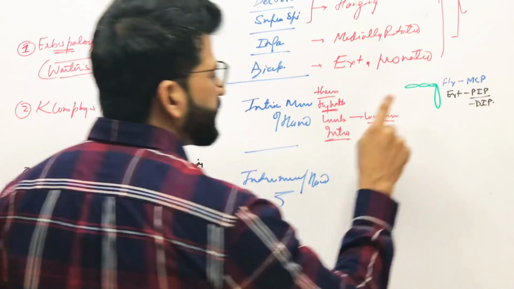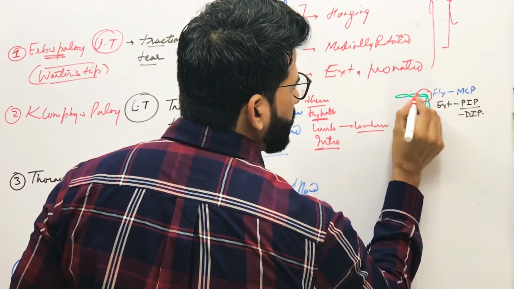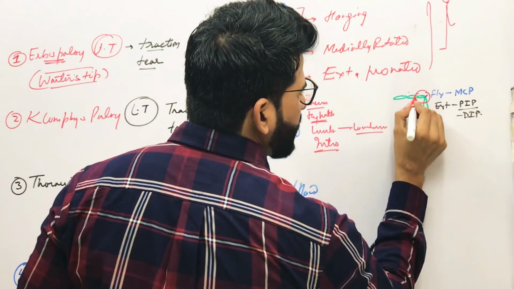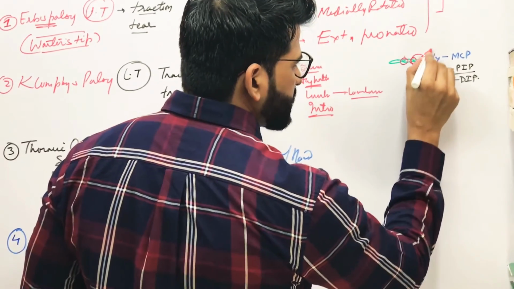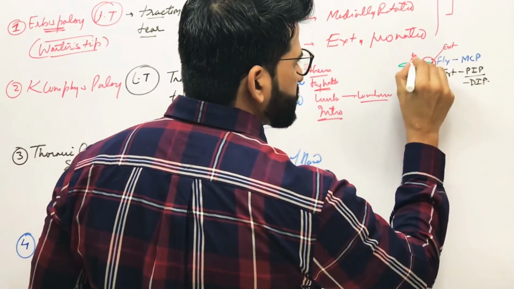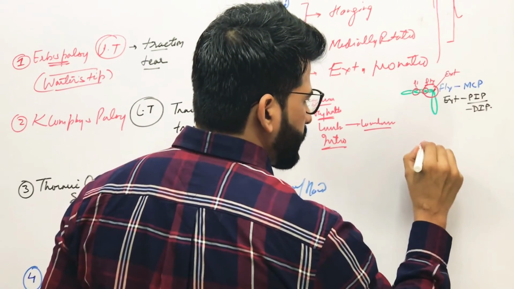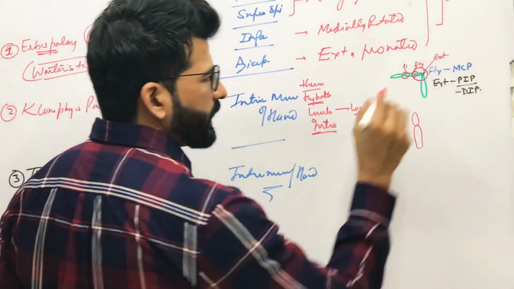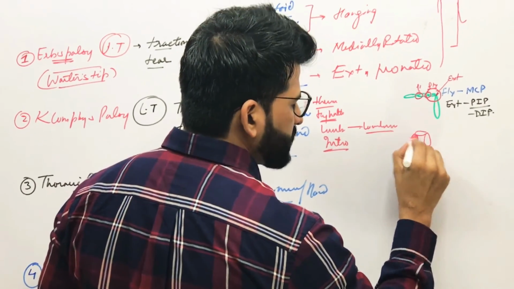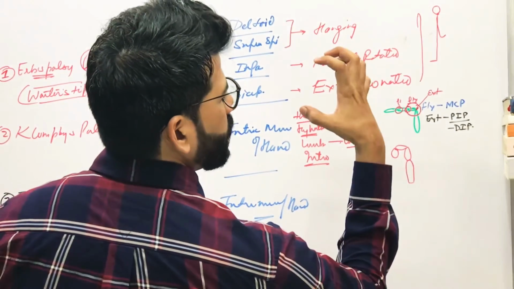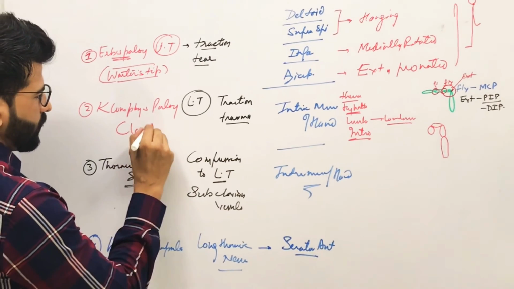So if this is damaged, what will happen? There will be extension here and flexion here and here. So it will look like this is the metacarpal, this will go like this, extension here and flexion here and flexion here. So the hand will look like a claw. That is why Klumpke's palsy is also called claw hand.